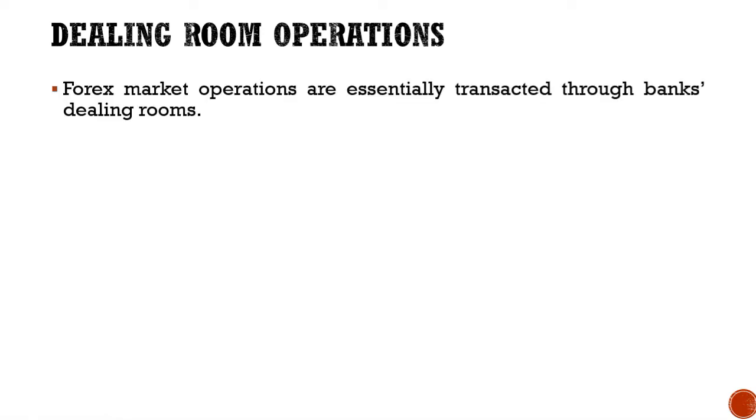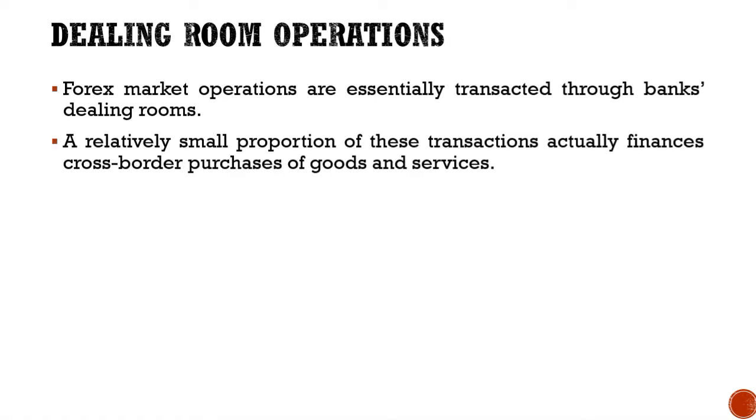Now, the next topic that we need to learn is dealing room operation. What is basically a dealing operation? Forex market operations are essentially transacted through the bank's dealing room. So it is the bank's dealing room from where your forex market operates. A relatively small proportion of these transactions actually finances cross-border purchase of goods and services.